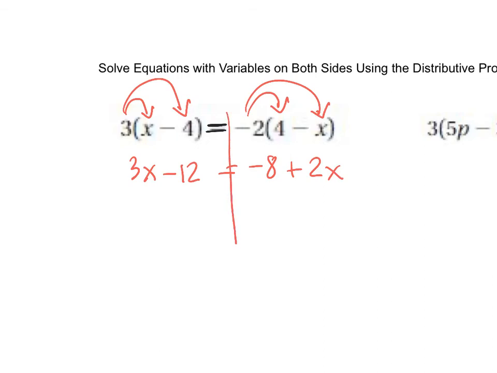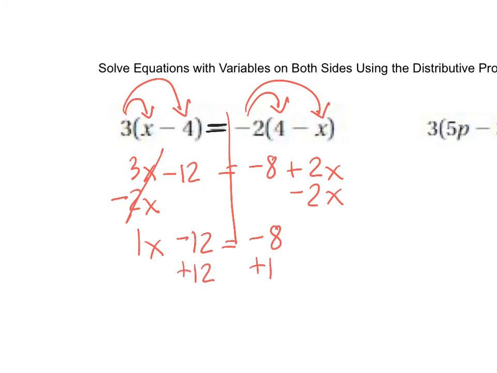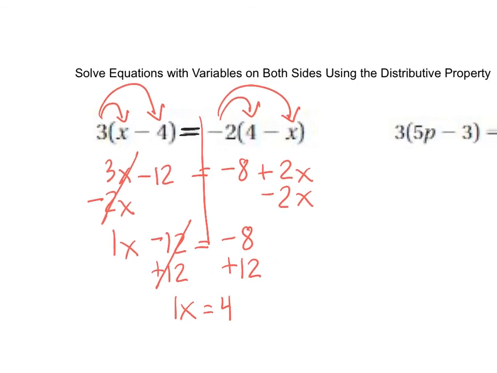Okay, put my line down the middle, and I am going to get my variables on one side. So I'll have subtracting 2x from both sides, which will give me negative 12 equals 1x. 3x minus 2x is 1x. I'm like, where did it go? 1x minus 12 equals negative 8. So now we would add 12 to both sides, and I'll have 1x equals negative 8 plus 12 is 4. So solving equations needing the distributive property.